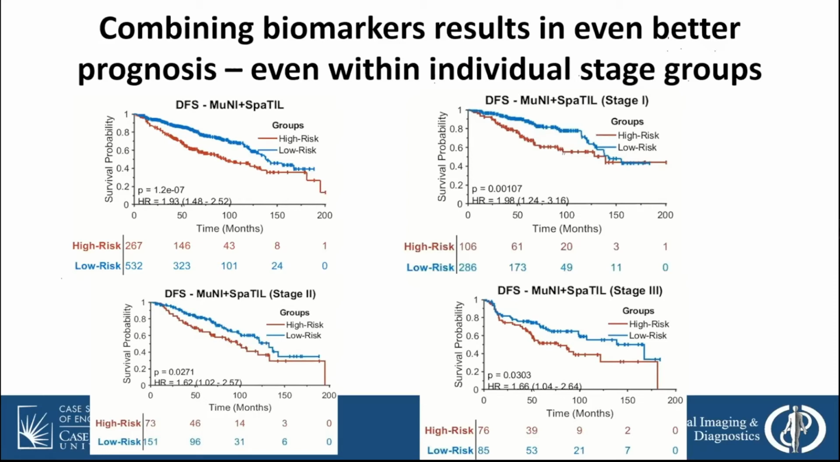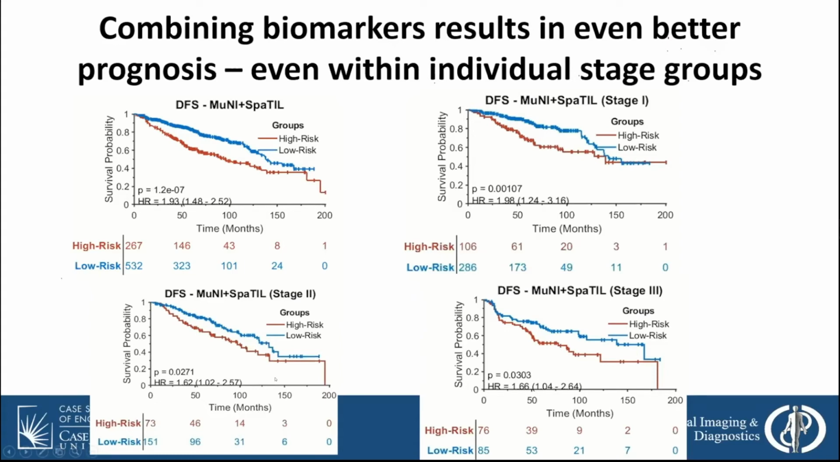Because right now, the status quo is to treat based on your staging from the AJCC criteria. And the fact that we can prognosticate good versus bad tumors within individual stages means that we could potentially identify patients who might benefit from escalation of therapy. So in stage 1, we've identified a subset of patients who probably need to be treated more like stage 2s, and therefore need potentially escalation of radiation therapy.